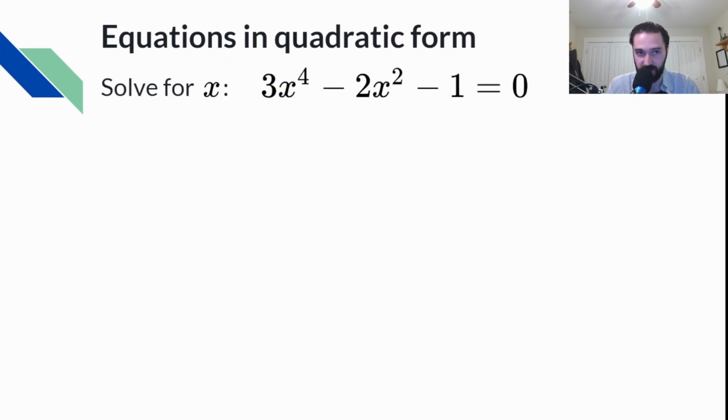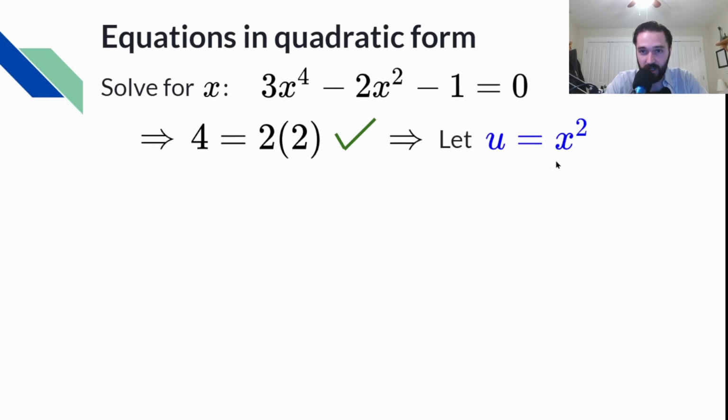Here we're asked to solve for x, and we have 3x to the 4 minus 2x squared minus 1 equals 0. The question is, is this exponent double the middle exponent? Is 4 equal to 2 times 2? And the answer is yes. So this is an equation in quadratic form.